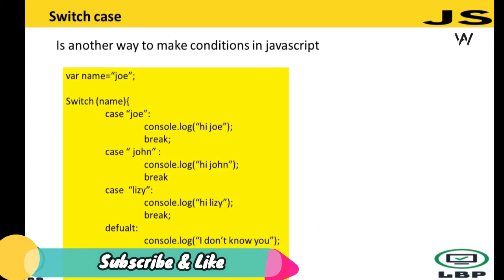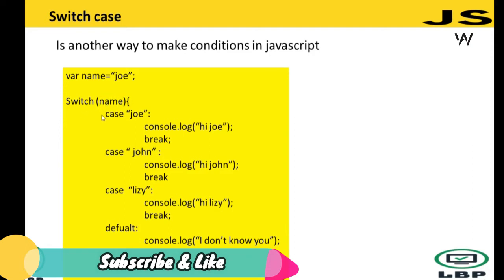Switch case is just the same thing as if else, but rather than making if and else if, we use case. So for example, I create a variable called name equal to Joey, and here I make this switch. Don't worry about the syntax. Switch name means that I will check what is the value of the name.